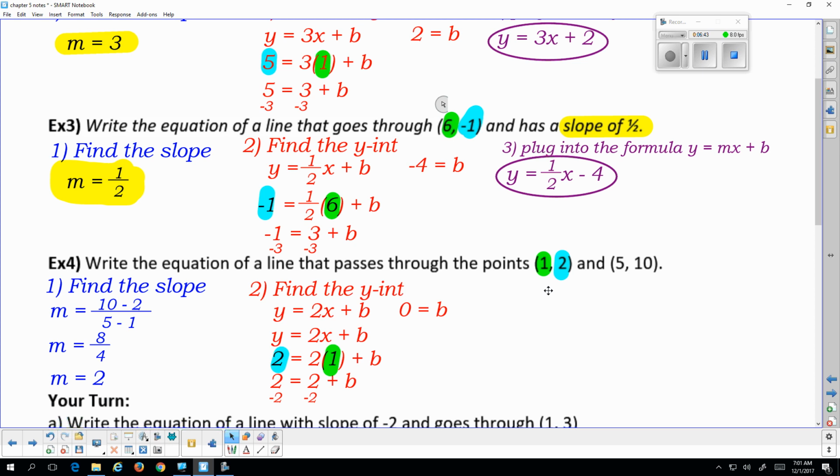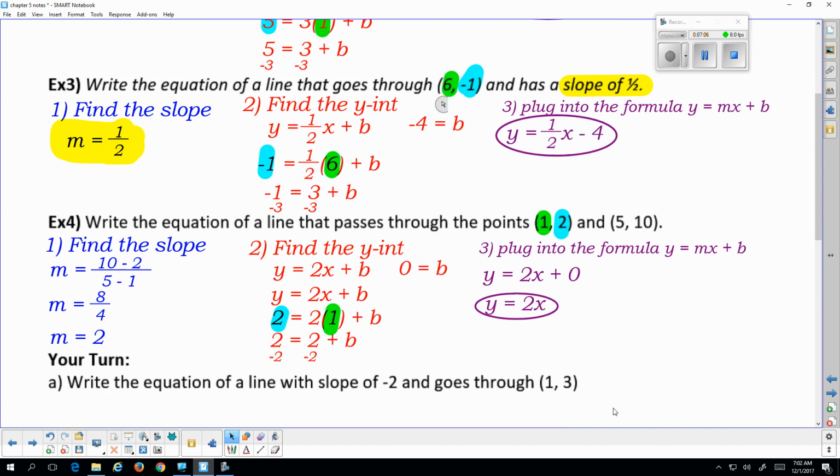And then I'm going to plug it into the formula. So what's my formula going to be? It's going to be y equals 2x plus 0, but remember we don't have to write plus 0, so please simplify that. It's just y equals 2x, and then you're done. So try the your turn part and come check your answers to make sure that you understand what's going on.